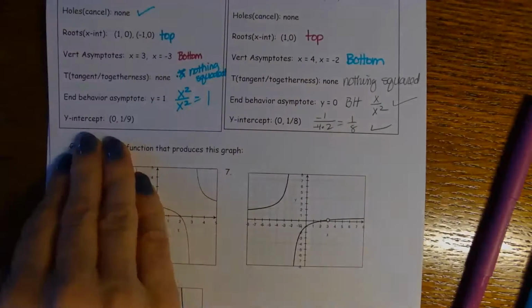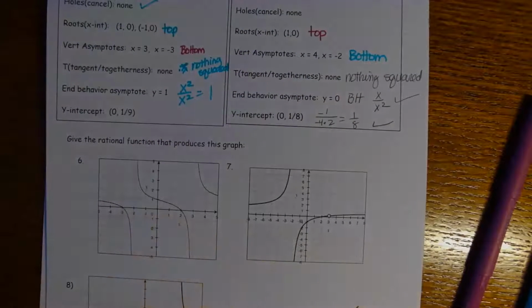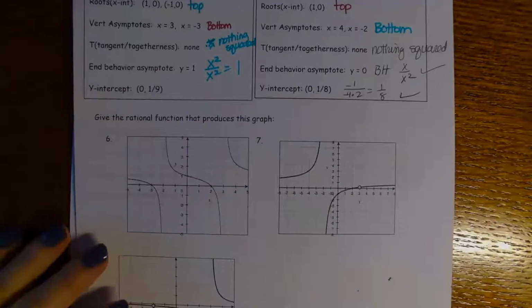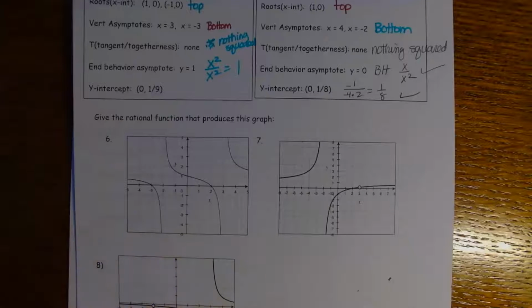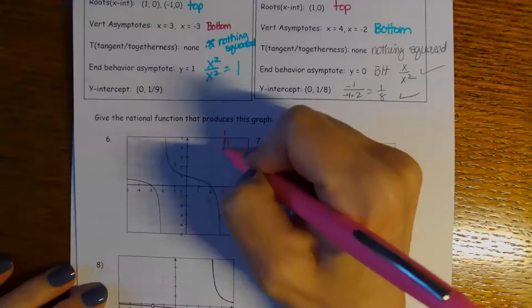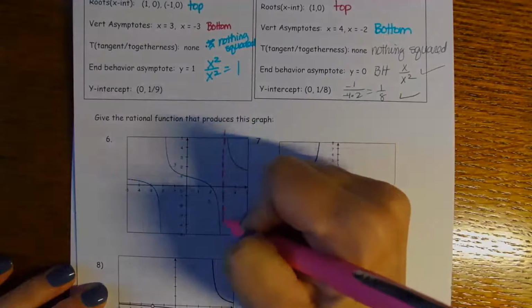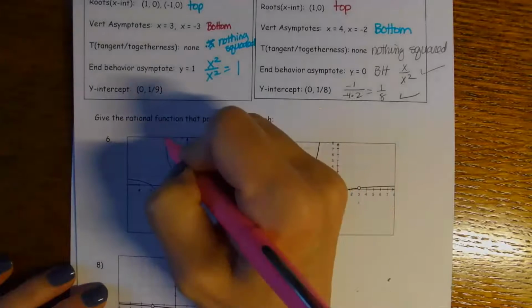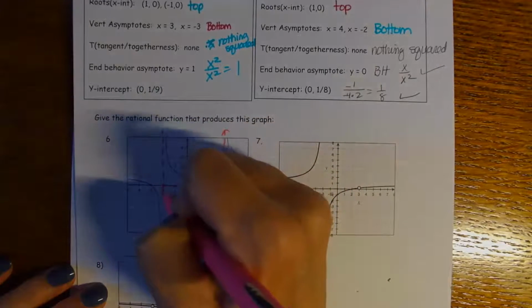Now, instead of giving you clues, I gave you a picture, and I want the equation. All righty, here we go. Can you do it? You can do this. I would always put my asymptotes in so I can clearly see. It's much easier to do this if you sketch your asymptotes.